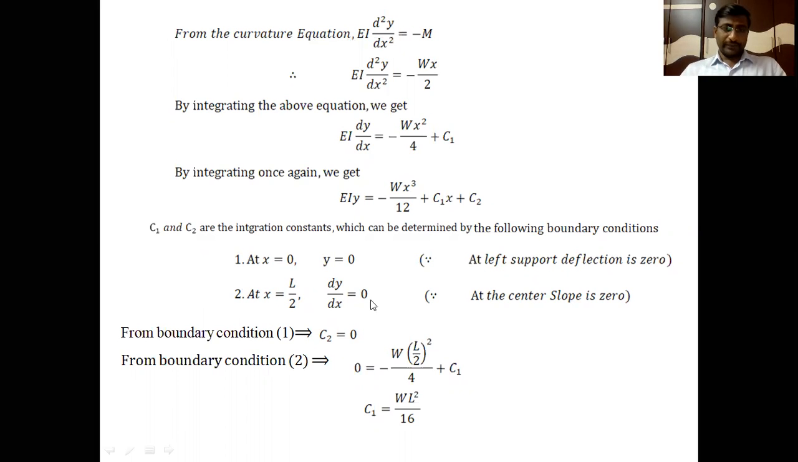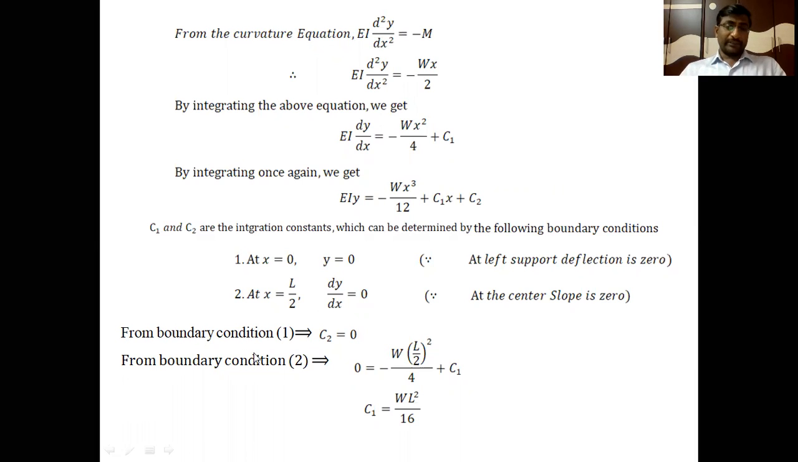So upon substitution of these two boundary conditions, we will get the constants of integration C1 and C2. So from boundary condition 1, in which equation should we substitute this condition? Since there is y, we should substitute it in the deflection equation. Upon substitution of the first boundary condition, in place of y, left hand side 0, in place of x also 0, these two parameters are 0. So only C2 remains in the equation, C2 equal to 0. So we get the second integration constant first upon substitution of the first boundary condition.